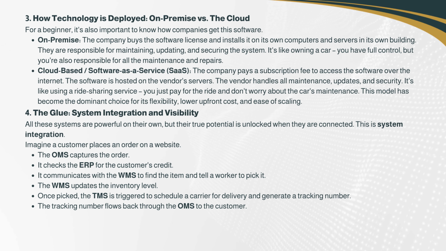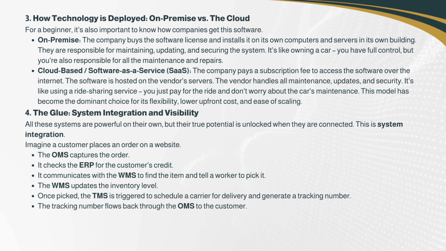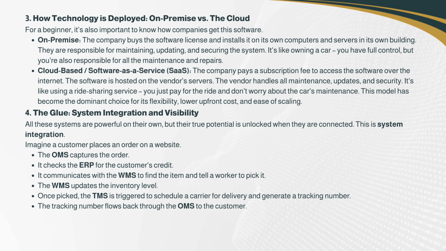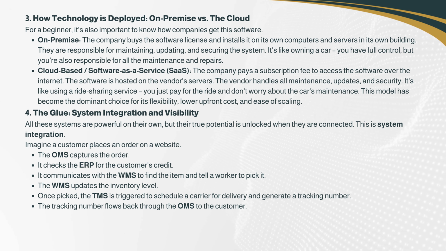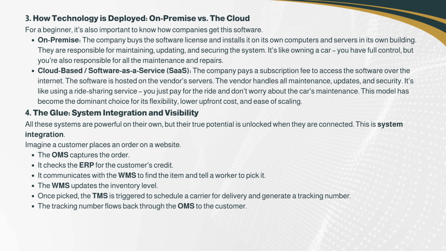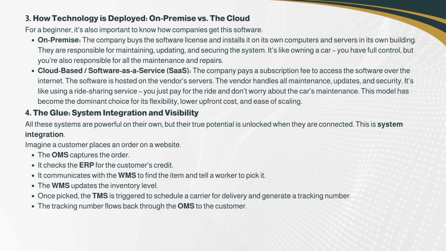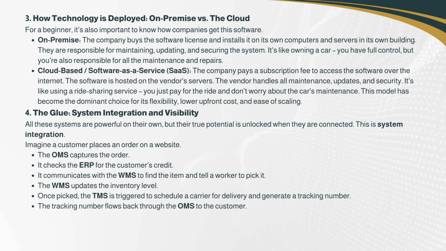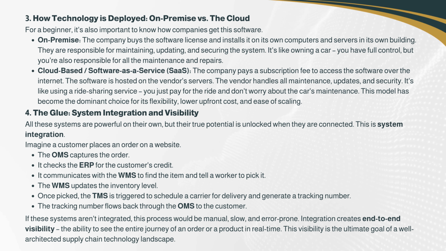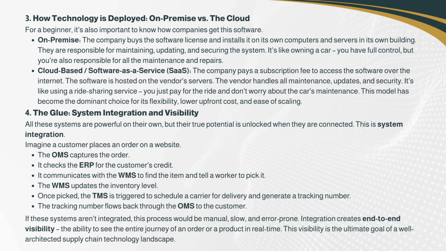It communicates with the WMS to find the item and tell a worker to pick it. The WMS updates the inventory level. Once picked, the TMS is triggered to schedule a carrier for delivery and generate a tracking number. The tracking number flows back through the OMS to the customer. If these systems aren't integrated, this process would be manual, slow, and error-prone.